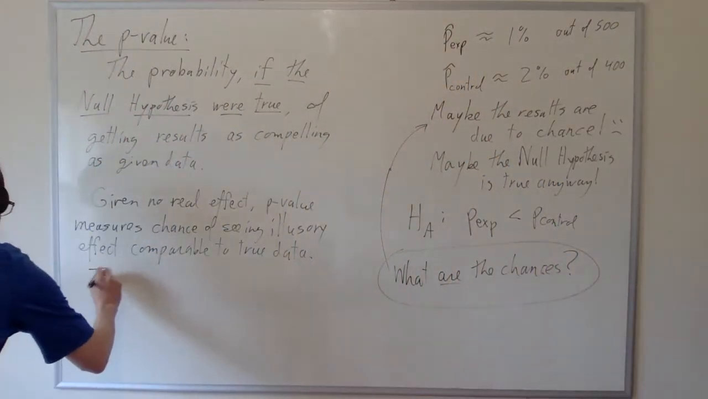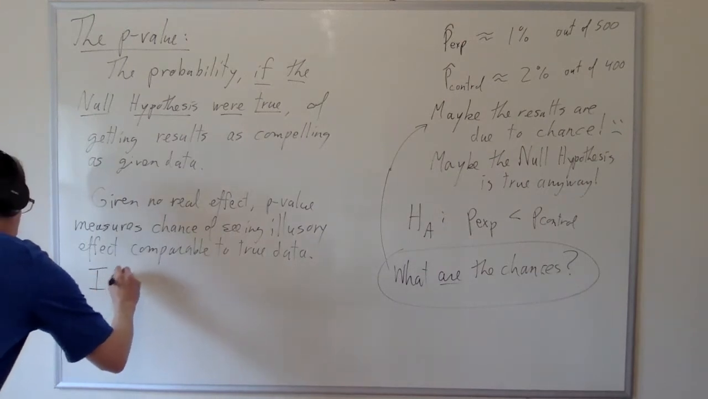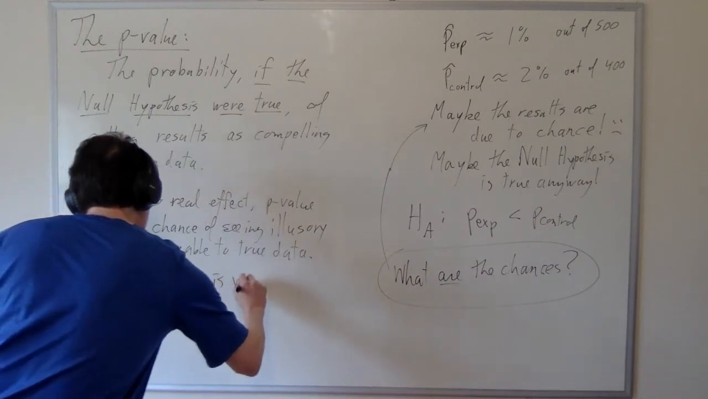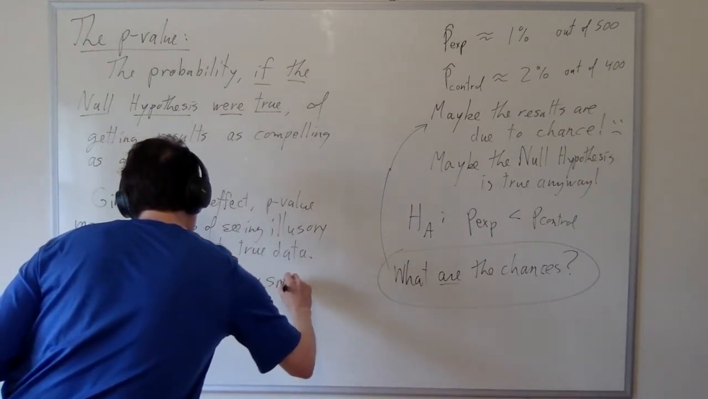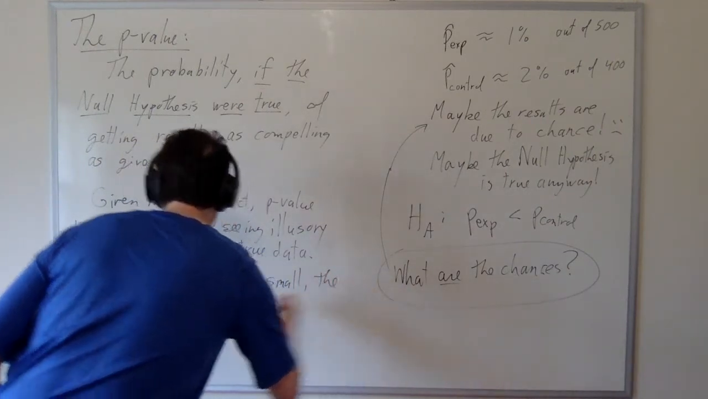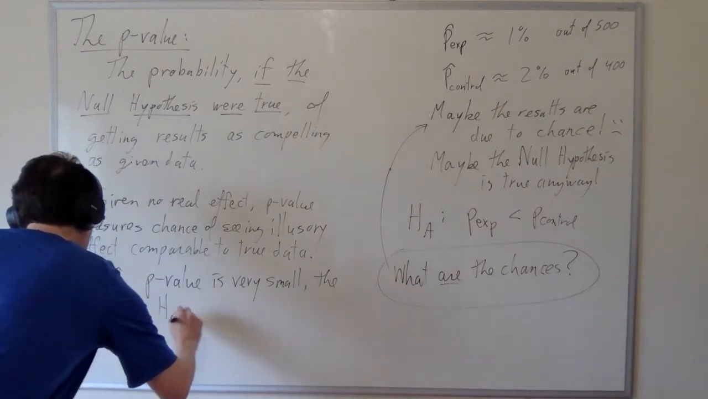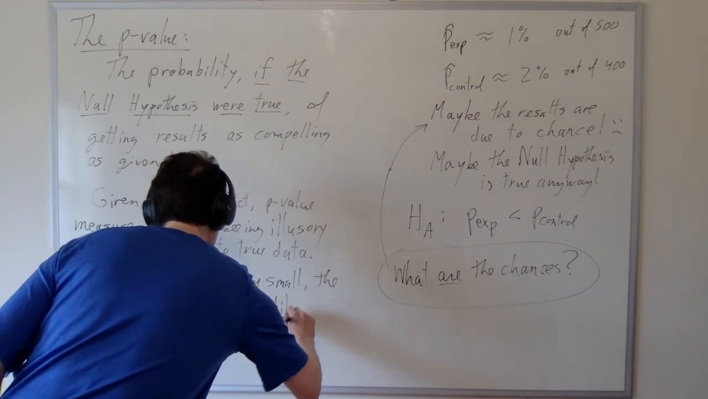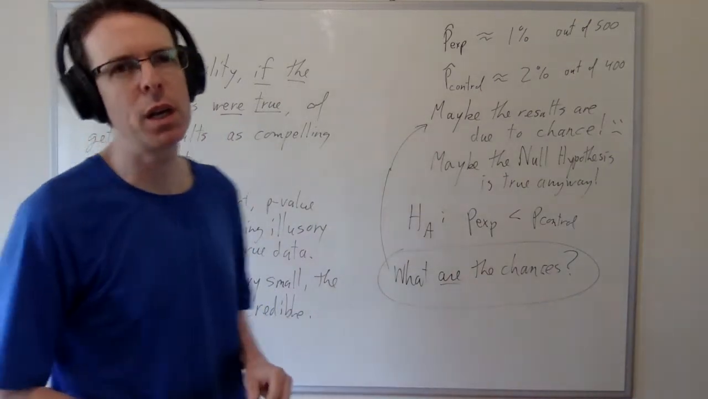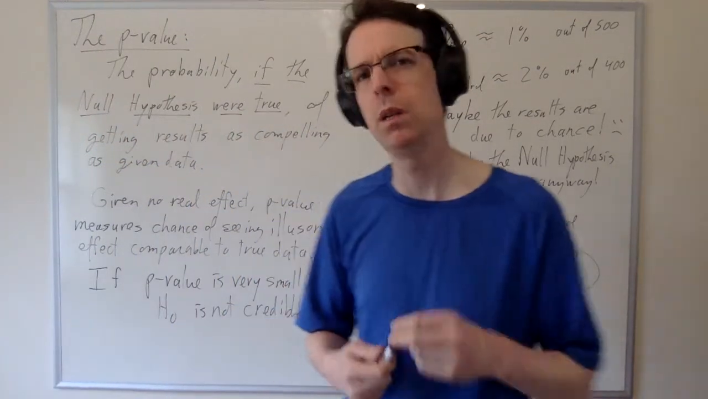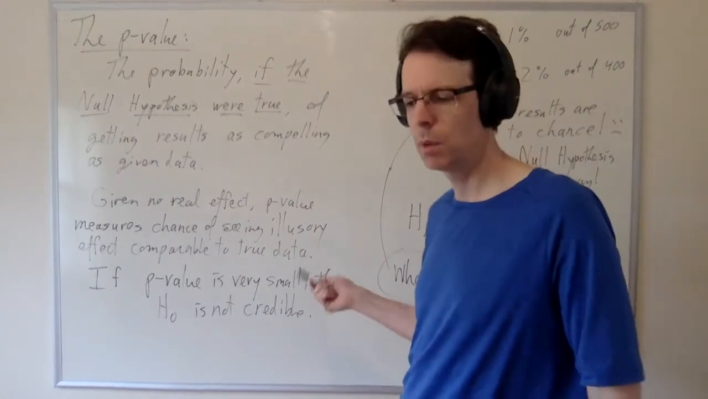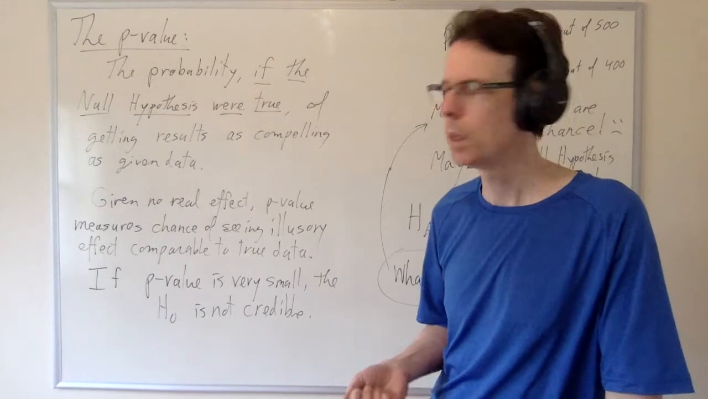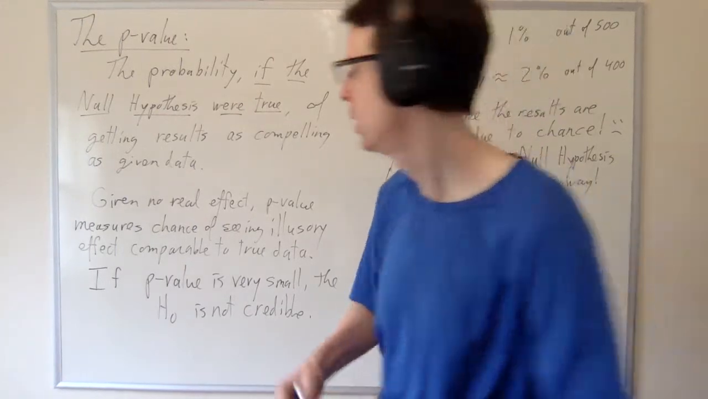Just in qualitative language: if the p-value is very small, then the null hypothesis is not credible. Basically, if the p-value is really small and you ask me to believe the null hypothesis, you're asking me to believe that an outrageously unlikely coincidence happened. And I don't believe that.